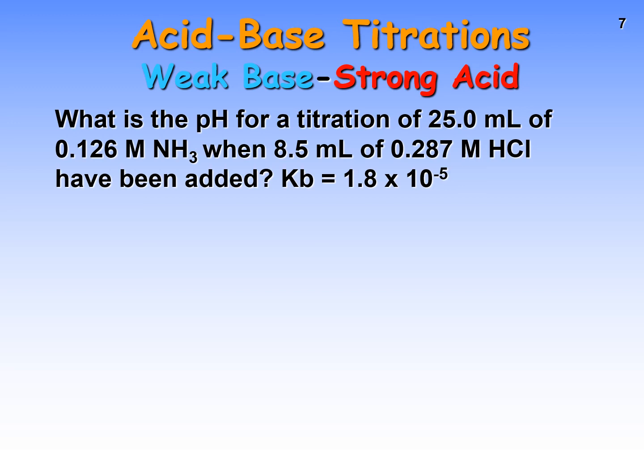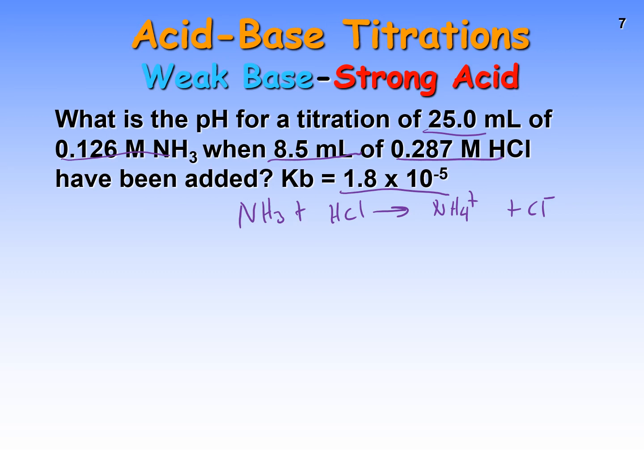Now let's do a problem. All right, so what is the pH for a titration of 25 milliliters of 0.126 molar NH3 when 8.5 milliliters of 0.287 molar HCl have been added? We're told the Kb of NH3, right? So the first step here is we added an acid to a base. We have a neutralization step. So we have our NH3 reacting with HCl, going to products. We'll say they're NH4+ and Cl minus.